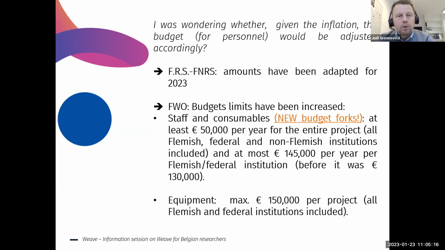Staff and consumables have new budget forks: at least 50,000 euros per year for the entire project, so all Flemish, federal and non-Flemish included, and at most 145,000 euros per year per Flemish federal institution. Before last year it was still 130,000, so it went up significantly. And for equipment, a maximum of 150,000 euros per project can be requested, and this goes for all Flemish and federal institutions included.